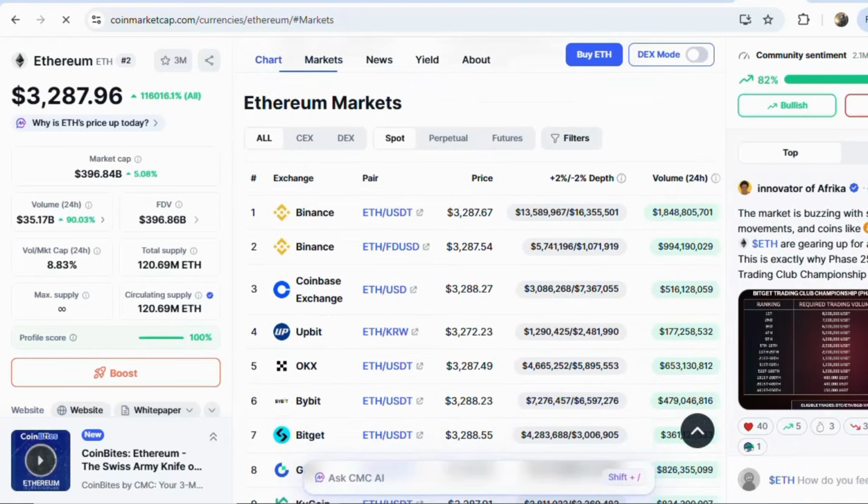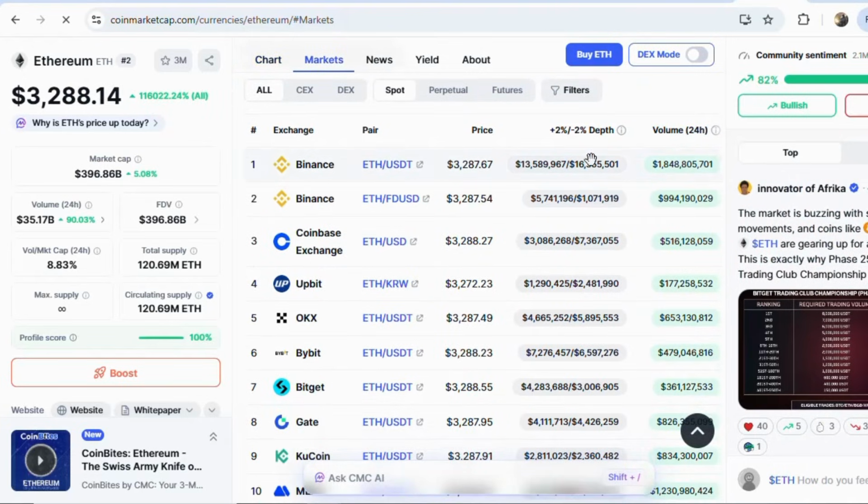Now you don't determine the price of a particular crypto from just Binance alone. There are thousands of other crypto apps, but we're going to look at the major ones. This is Binance also, but let's just leave this one because Binance respects Ethereum USDT. Coinbase is also another big exchange, one of the biggest in the world.